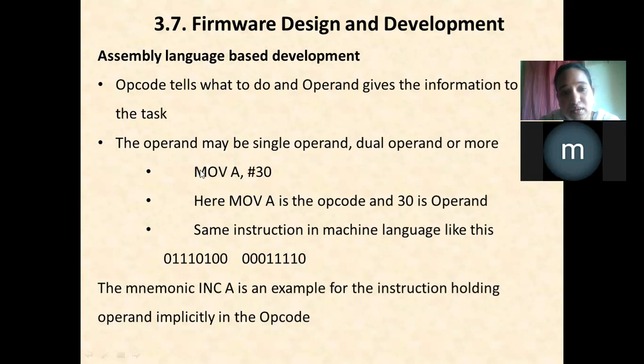What is opcode? Move A is the opcode here, and 30 is the operand. To perform the move operation, which is nothing but moving the operands from one location to another location, I require some data. The data is given by the operand. 30 is that operand here.